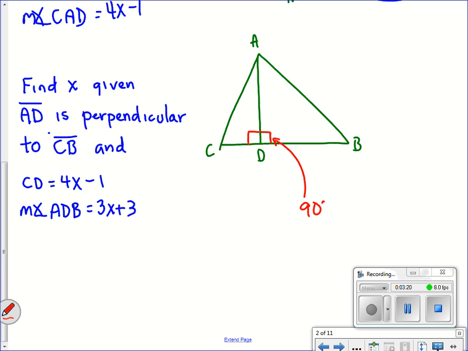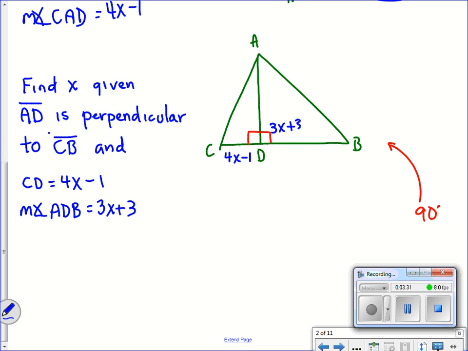Okay, so then let's mark it up with the rest of the information about CD and the angle ADB. Put me on pause and see if you can get that right, putting it in the right place. Okay, so hopefully you put those in the right place. Now it's asking me to find x, so I have to write a relationship between some things to find out what x is. A lot of times students will take that 3x plus 3 and the 4x minus 1 and relate them, and they can't, because the 4x minus 1 is actually side length information and the 3x plus 3 is angle information. So we don't want to set those equal to each other or pretend that I can add 4x minus 1 to 3x plus 3 and get 90 or 100.